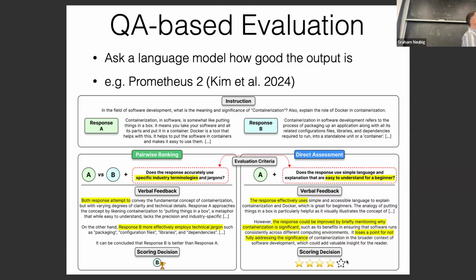This is a nice method because it allows you to ask either of these two varieties of questions. It also allows you to ask very particular questions, like, does the response accurately use specific industry terminology and jargon, or other things like this? As a reference, you can look at Prometheus 2, which is a model that was trained specifically to do both of these assessments.